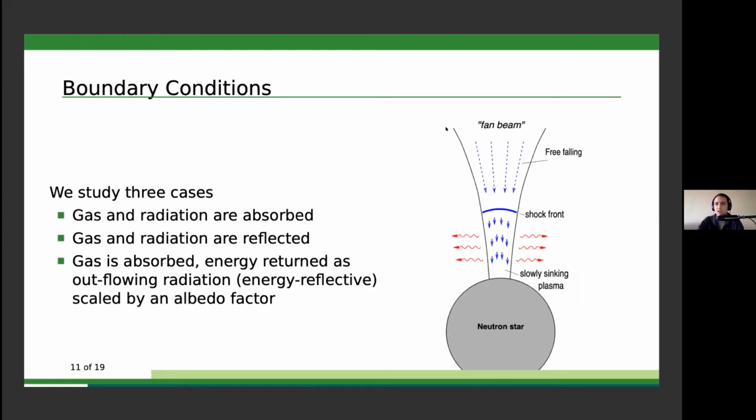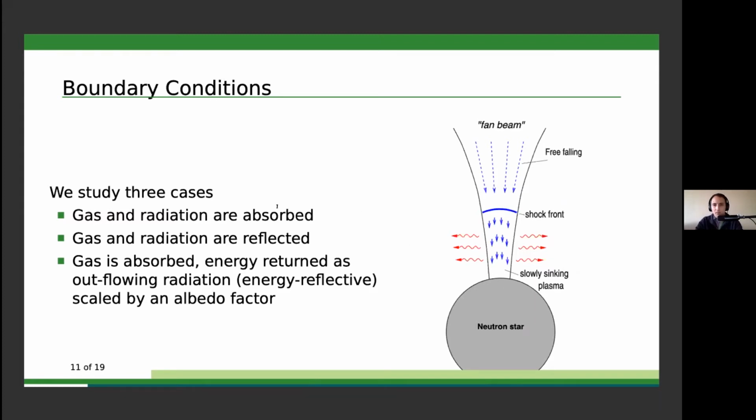And basically, the idea is that gas is falling in these accretion columns onto the star, and it hits the star, and then a radiation shock is developed. So the gas slows down and it sinks through the radiation field. Meanwhile, photons are streaming out the side. So that's sort of the classical picture. So the question is, how can we recreate this inner boundary?